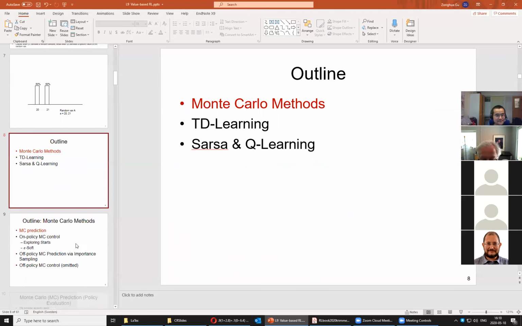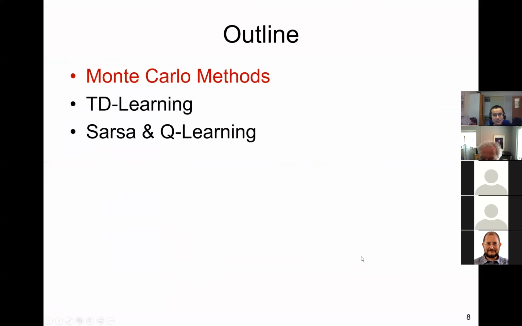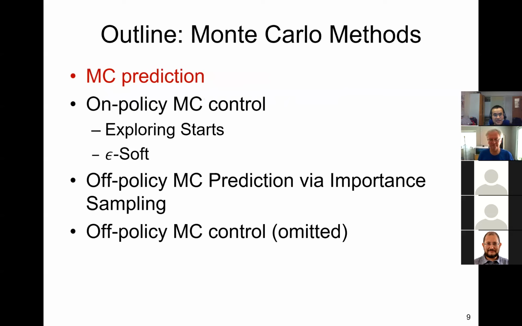Okay, so that's just a very small example to show what is model in model-based. So I'll first discuss Monte Carlo methods, then TD learning, then SARSA and Q-learning. So Monte Carlo methods have prediction first and control. Prediction is just policy evaluation.